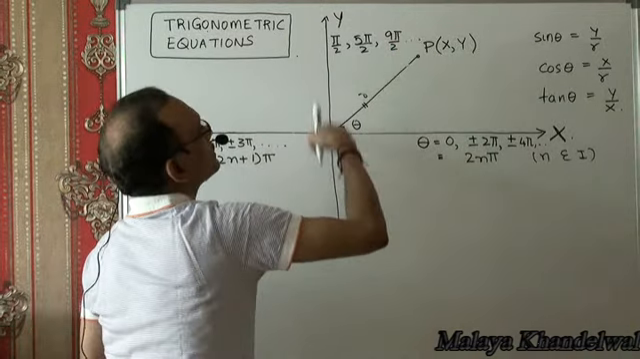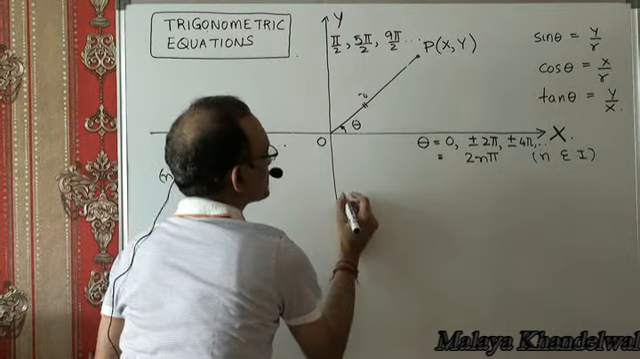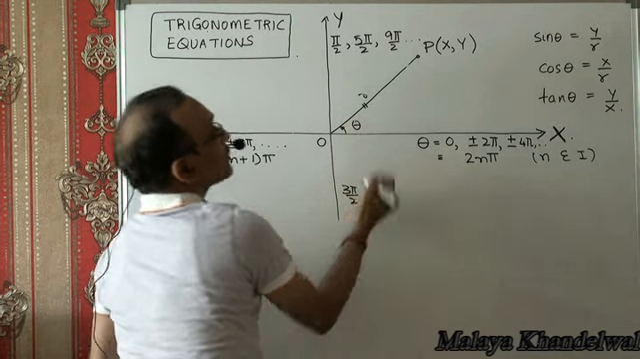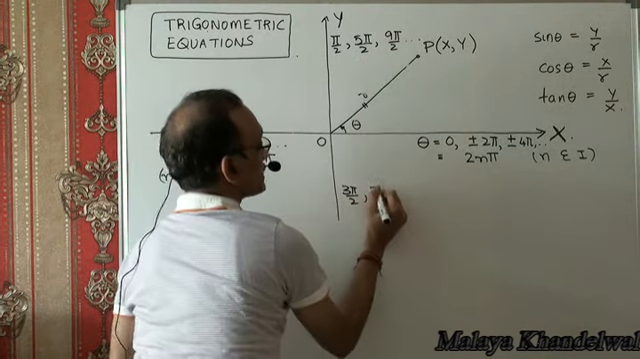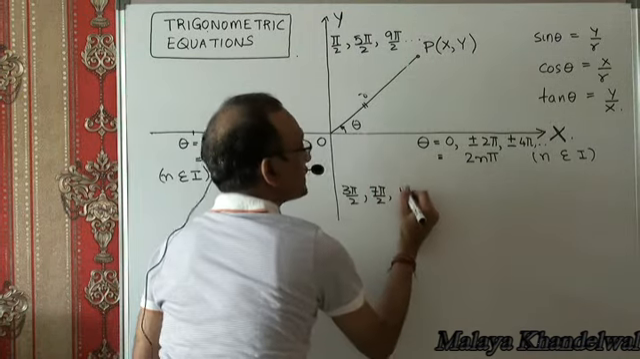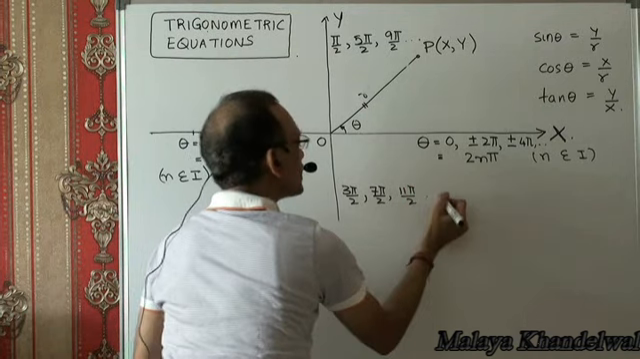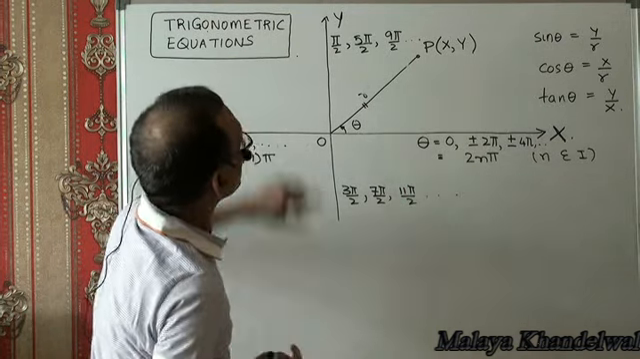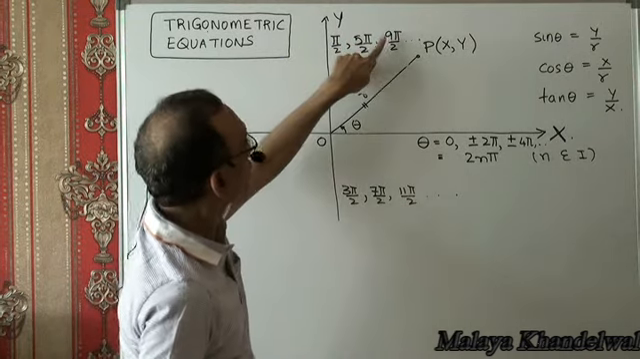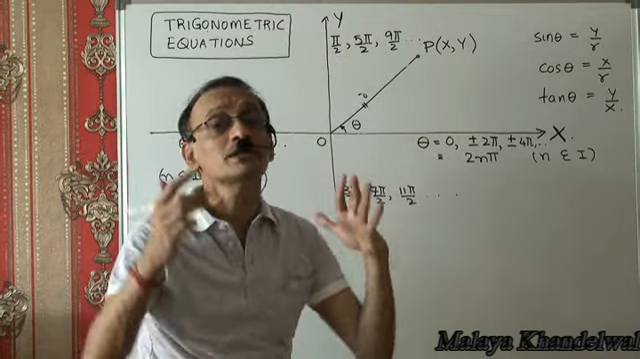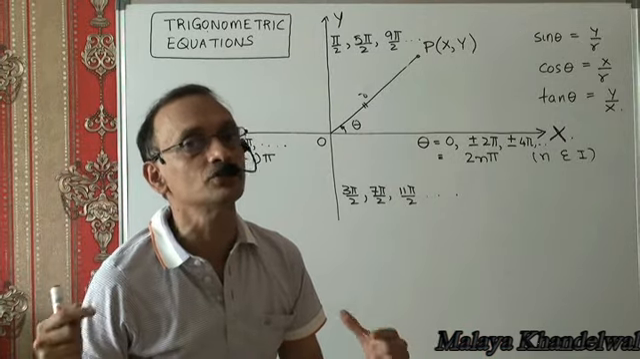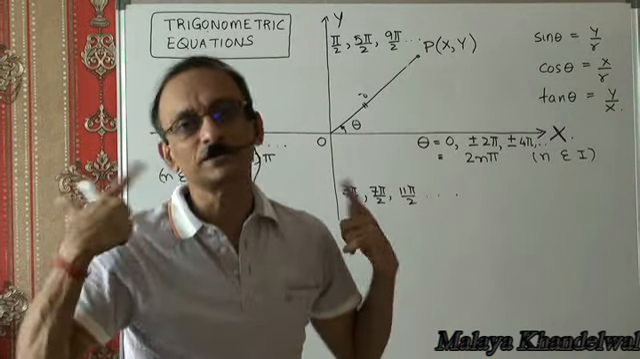Now, add pi to pi by 2, so the negative direction of the y-axis would be about pi by 2 plus pi, that makes it 3 pi by 2. 5 pi by 2 plus pi, that makes it 7 pi by 2. 9 pi by 2 plus pi, that makes it 11 pi by 2, and so on and so forth. So, in general, do you realize that 1 into pi by 2, 3 into pi by 2, 5 into pi by 2, 7, 9, 11 into pi by 2, that means all odd multiples of pi by 2 would give you the y direction, right?